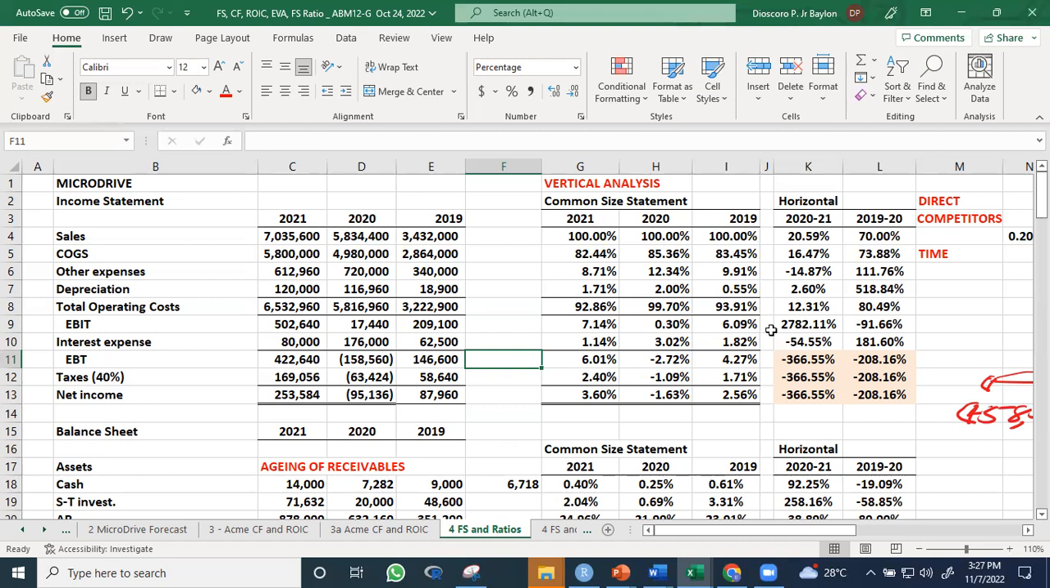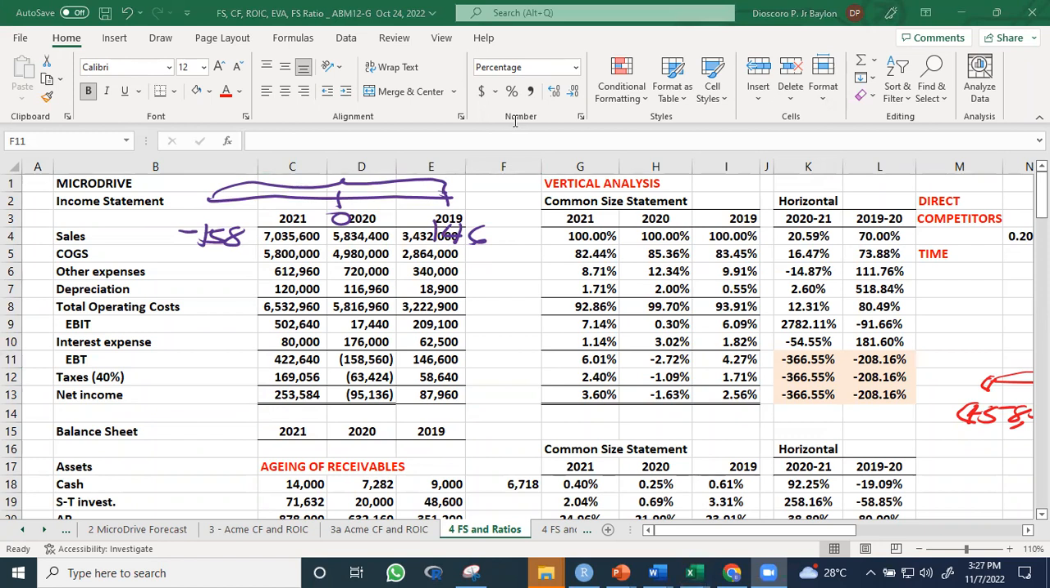Kung ina-number line natin yan, 146, di ba? If we draw a number line dito, no? So dito, this is 0. From 146K, naging negative 158. So ang tanong kasi, ano yung distance na to? Okay? What's that distance? And then we divide it by 146.